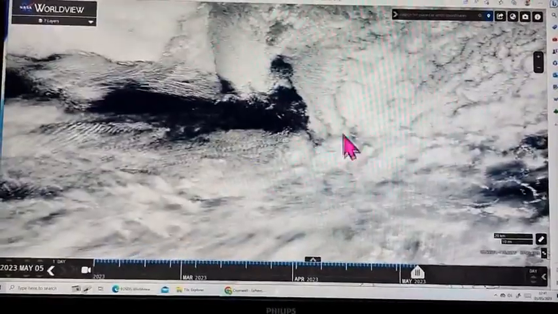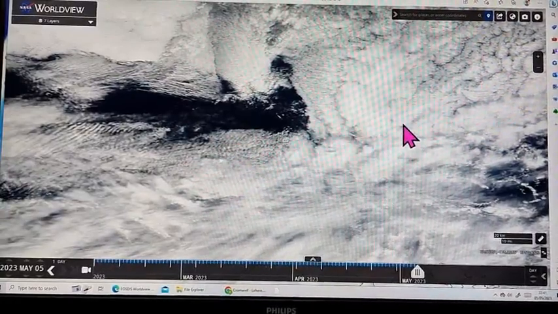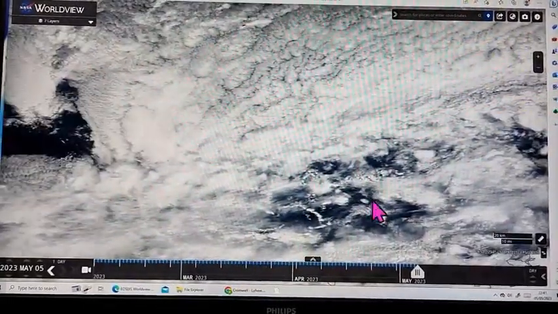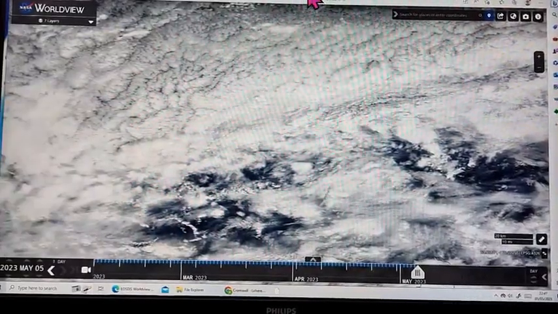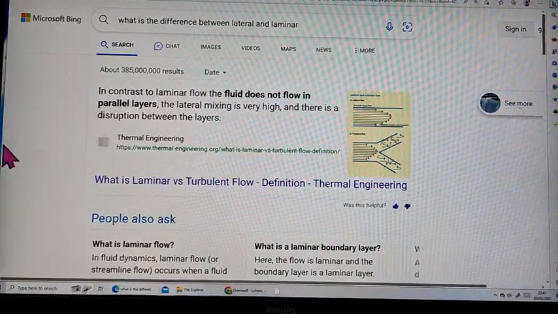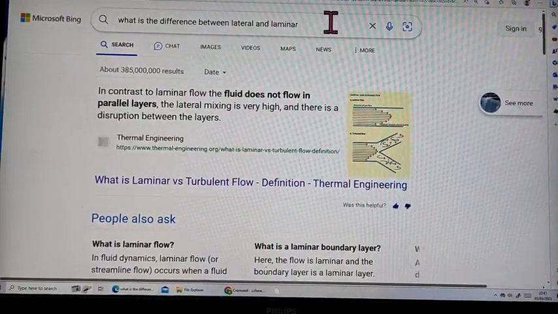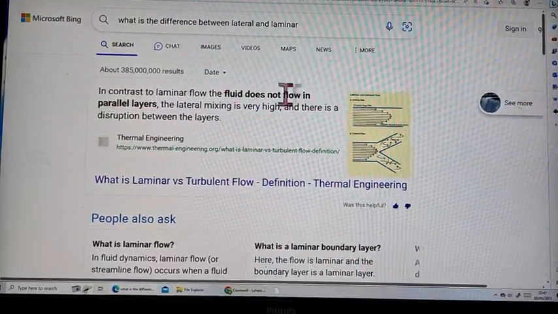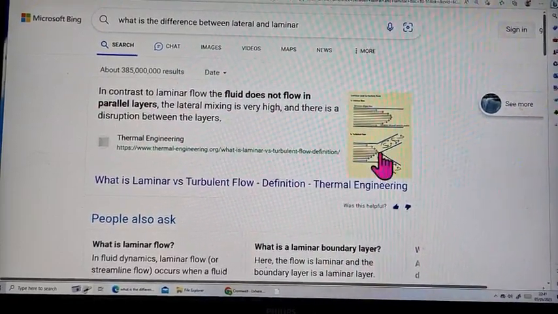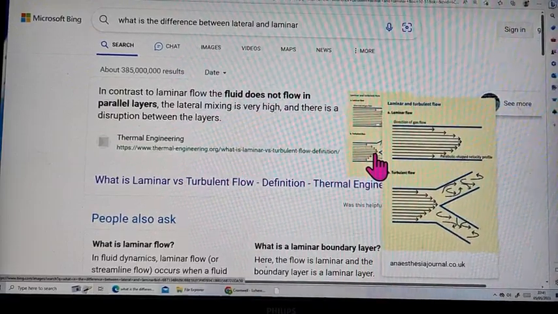So getting back on topic, before I start talking about farts and chem bombs and linking the two, when they lie about greenhouse gases, I'll show you this. So first we'll get to a definition. And what is the difference between a lateral and a laminar flow? Well, in contrast, in a turbulent flow the fluid does not flow in parallel layers. And so you'll see this picture kind of zoom up over here.